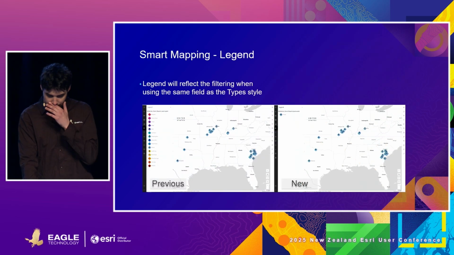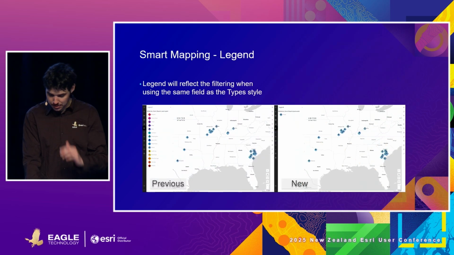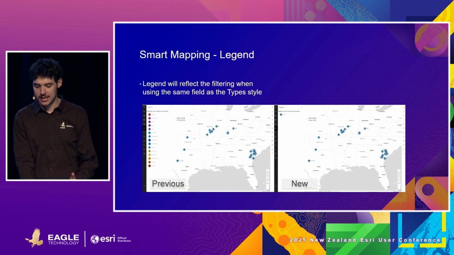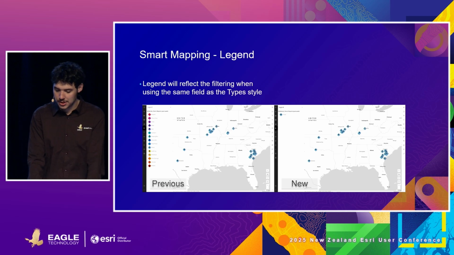So previously, if you were using filters for the map, your legend would show all values anyway. Now, when applying filters to your map, the legend will update to reflect the filter, only showing values that you're filtering for.